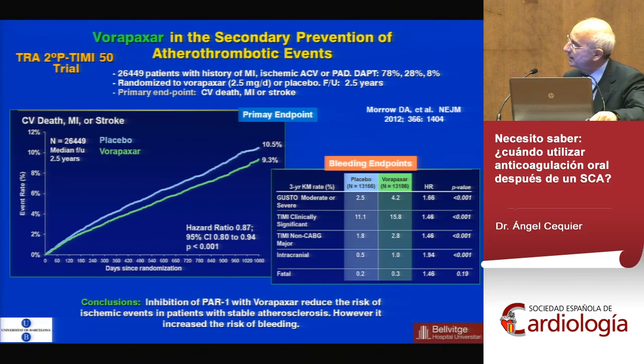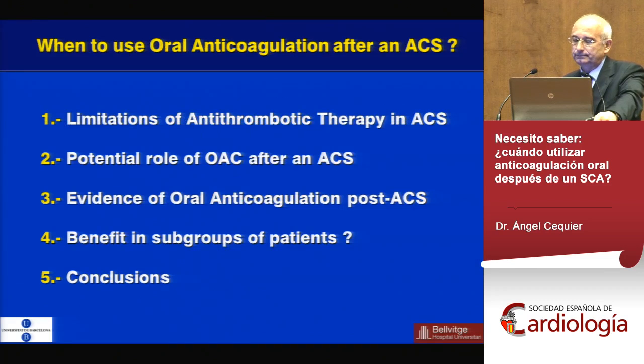Hubo una reducción significativa en la tasa de eventos isquémicos con el vorapaxar en comparación a los pacientes tratados con placebo, pero de nuevo se observó un incremento en las tasas de eventos hemorrágicos que penalizaba al grupo de pacientes asignados al tratamiento antitrombótico más potente. Teniendo en cuenta estos comentarios, es decir, que en el postsíndrome coronario agudo estos fármacos más potentes tienen un efecto beneficioso dispar con respecto a la tasa de eventos isquémicos, pero son consistentes con respecto a las tasas de eventos hemorrágicos, la pregunta es si hay algún grupo de pacientes que pueda beneficiarse de estos fármacos.